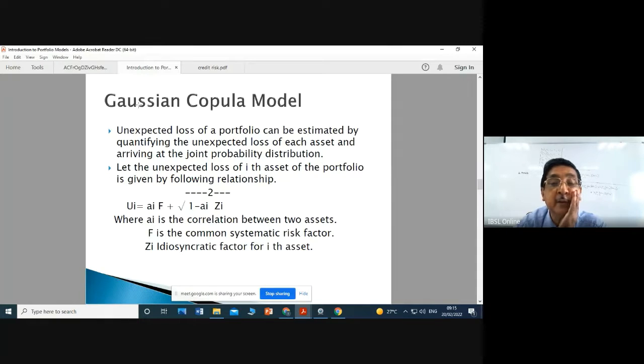Right. In order to come out from that issue, there's a model which has been introduced. We call it the Gaussian Copula model. Unexpected loss of a portfolio can be estimated by quantifying the unexpected loss of each asset and arriving at the joint probability distribution. Let the unexpected loss of the ith asset of the portfolio be given by the following relationship.